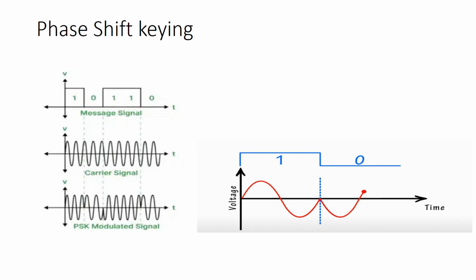In PSK, the phase of the carrier signal is varied according to the digital data. The carrier amplitude and frequency remain constant. Binary PSK, BPSK, represents binary data using two different phases. Logic 1 might be represented by a phase shift of 0 degrees, and logic 0 might be represented by a phase shift of 180 degrees. You can see.